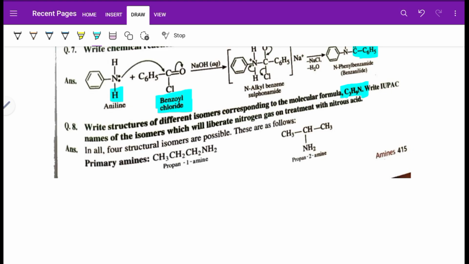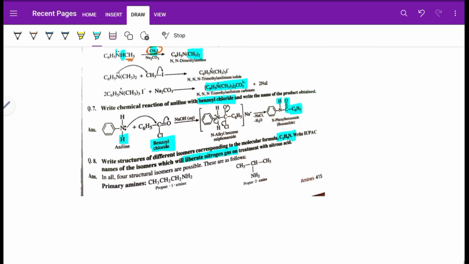This you can try on your own one by one. Okay, and name them with respect to IUPAC norms and see which will liberate the nitrogen gas. Okay, so which will liberate the nitrogen gas? It depends on aliphatic 1 degree amine, which can liberate the nitrogen gas.